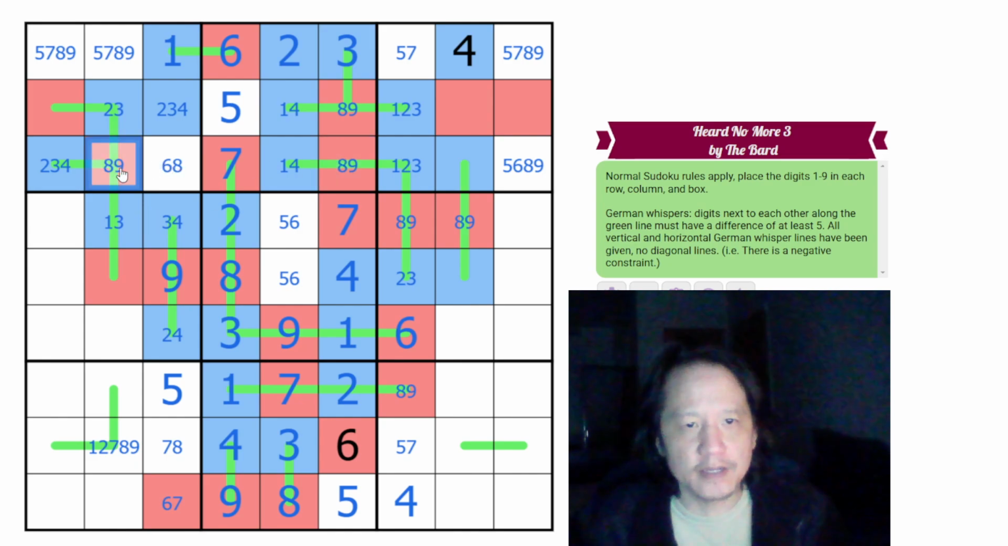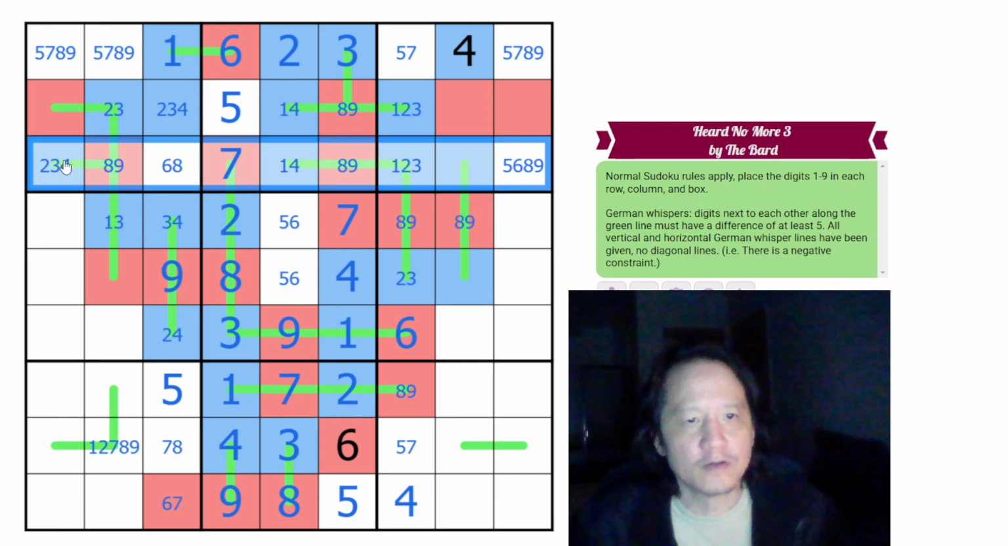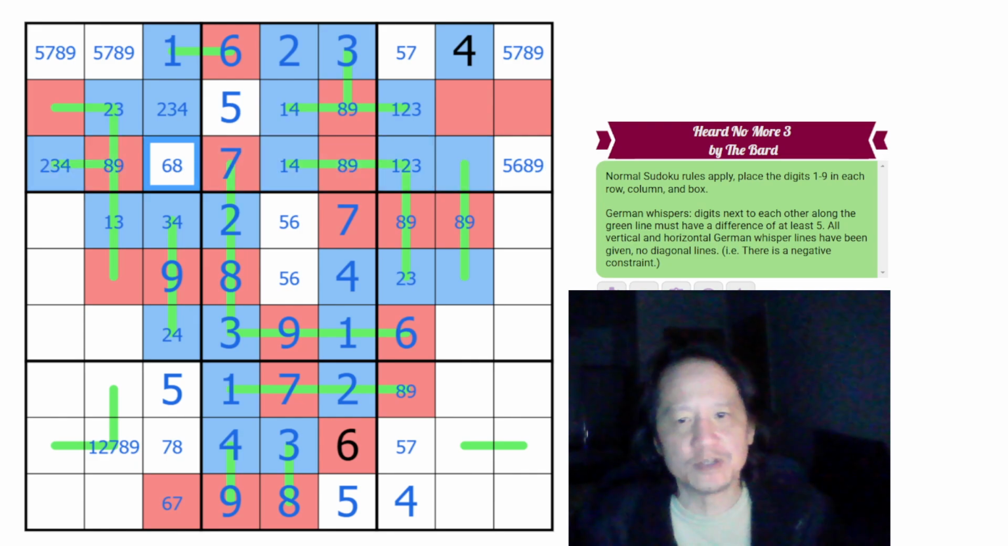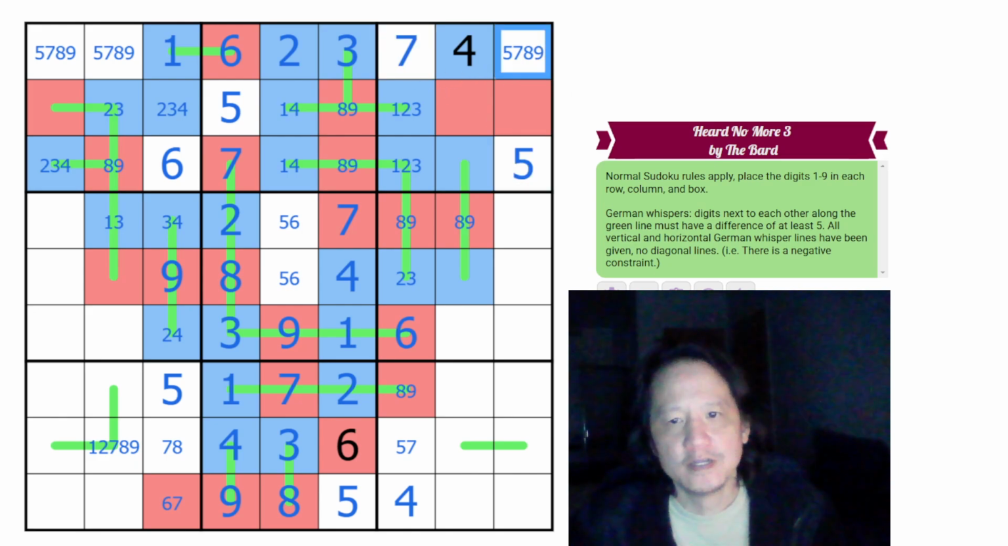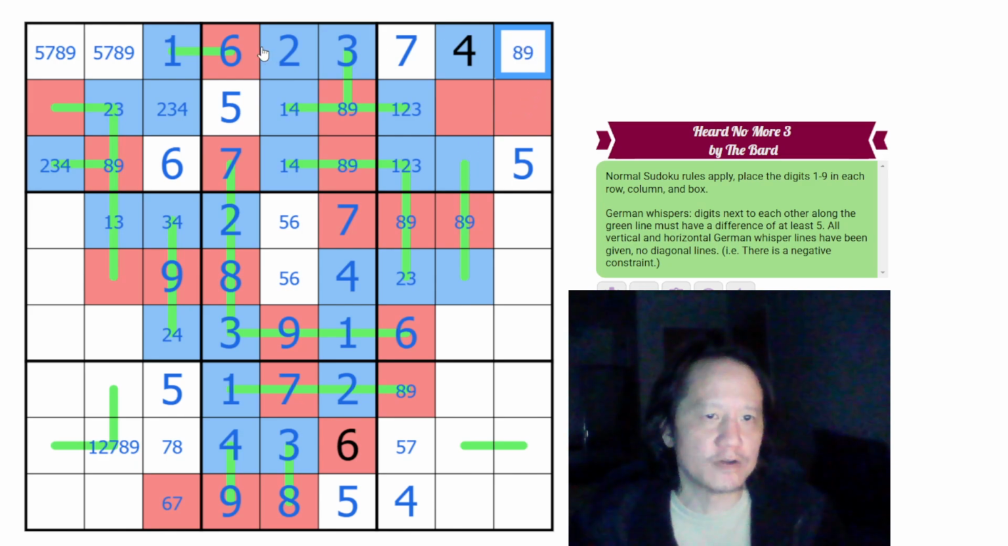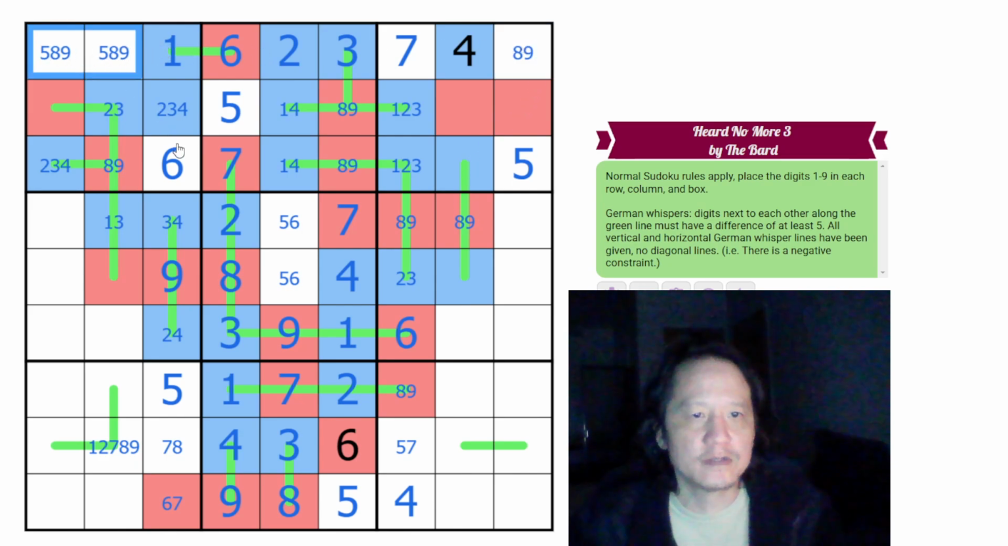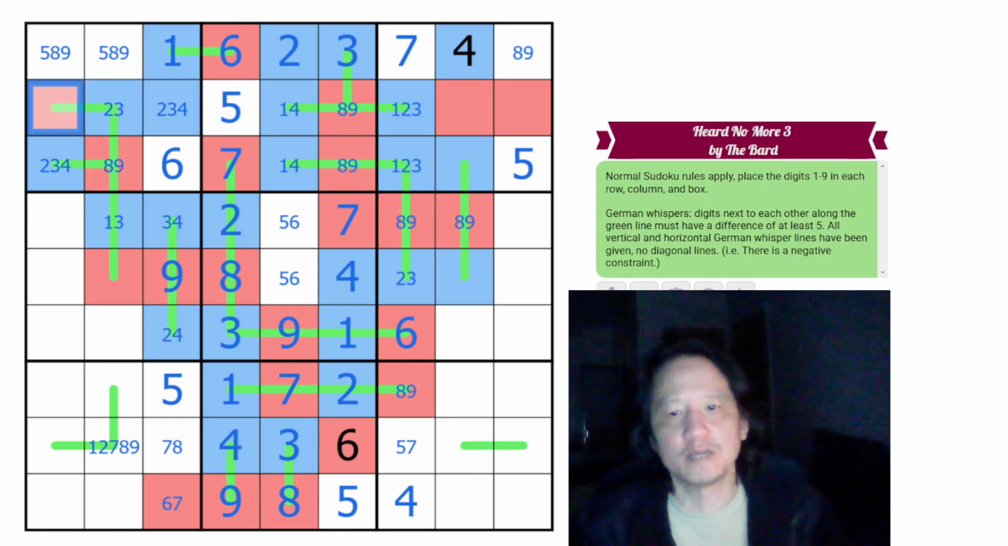We have an 8, 9, 8, 9 pair in row 3, which eliminates 8 and 9 from the rest of the row. This cannot be 8, so therefore this is a 6. This cannot be 6, 8, or 9, so this must be a 5, which makes that a 7. This can't be 5 or 7, so this is 8 or 9. This can't be 7, so this is 5, 8, or 9. We now have a 5, 8, 9 triplet in box 1, which eliminates 5, 8, 9 from the rest of the cells in the box, so this can't be 8 or 9, it can't be 6, it must be 7.